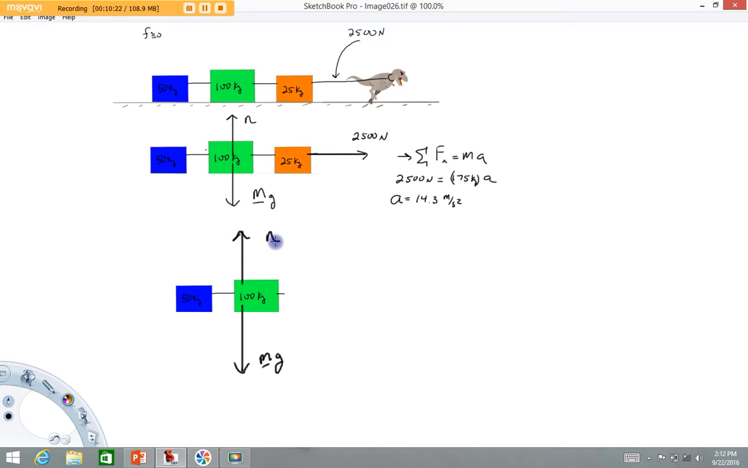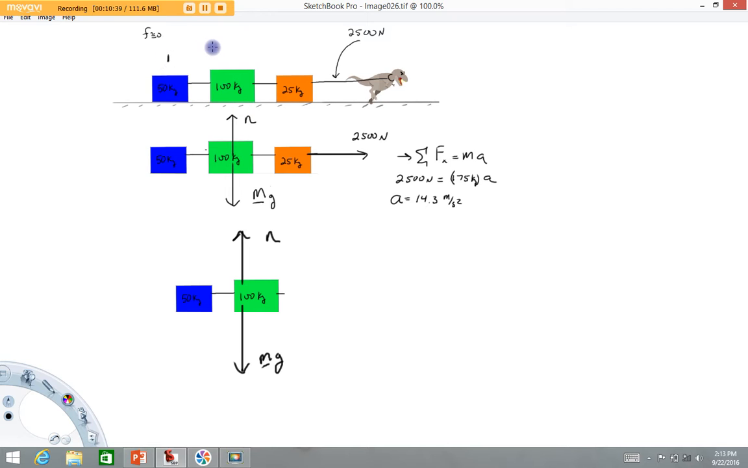Now, these are not the same normals. Again, it's not the same normal as this one. This was the sum of all three. This is the sum of just these two. So this normal represents the normal force on box 1 and box 2. So I think that notationally this stuff all makes sense.